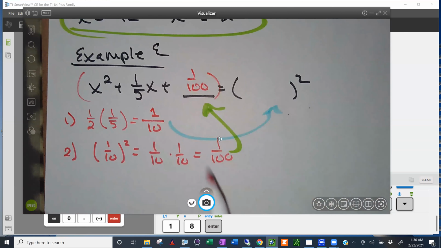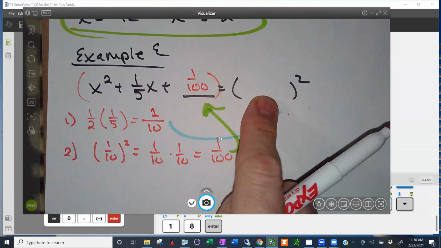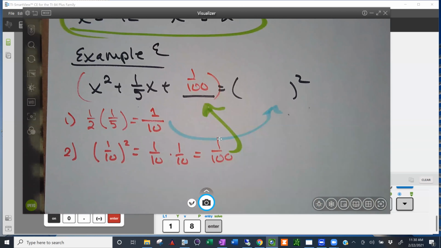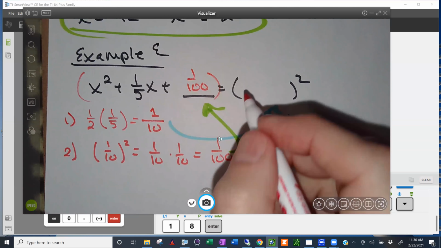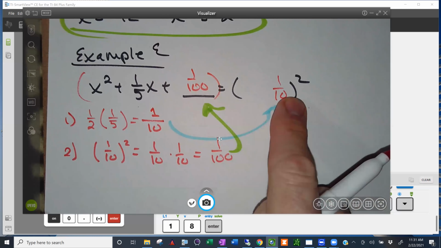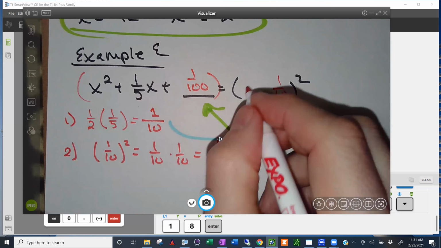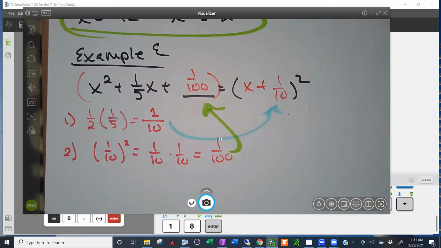Well, how about here? What should I put in here? What do I square to get this? It's x plus 1/10. Perfect, x plus 1/10. Now, sometimes people just want to put in the 1/10. 1/10 squared would give you this, but I wouldn't get any of this. So perfect, thank you. You need to put in x plus 1/10 squared.